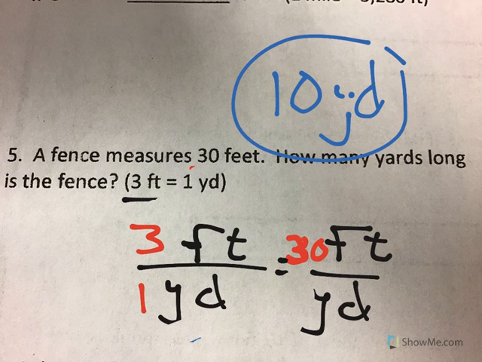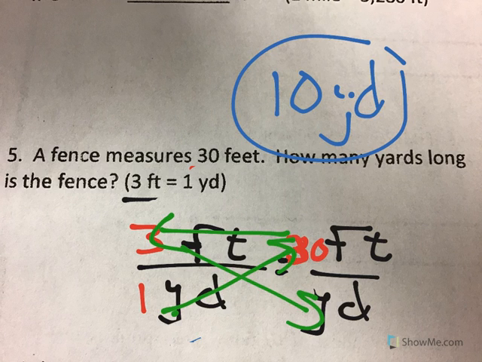If you did not want to do it that way, which most of you don't, and you want to butterfly or bow tie it, you can say 1 times 30 is 30. Divide by 3, you're still going to get your answer of 10 yards. So that's number 5. Make sure you set up the proportion.